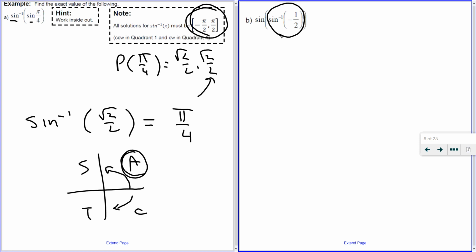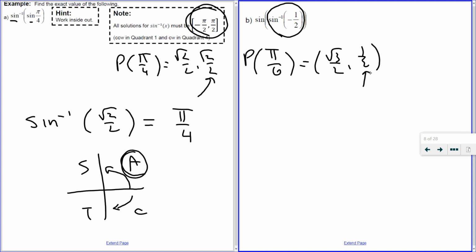So let's think, what reference angle has a sine value of a half? That would be the point on the unit circle pi over 6. I know that's root 3 over 2 and a half. So there's my reference angle for sine.